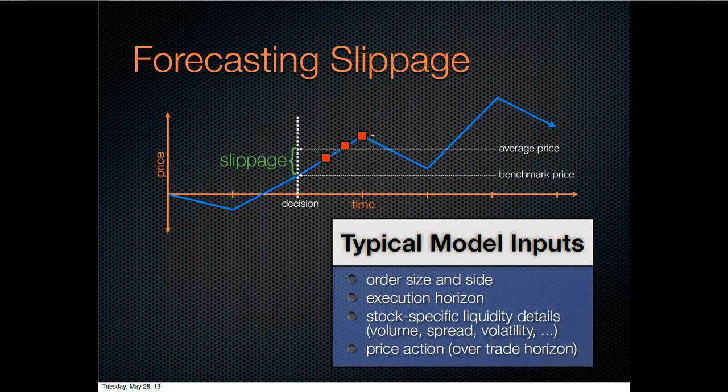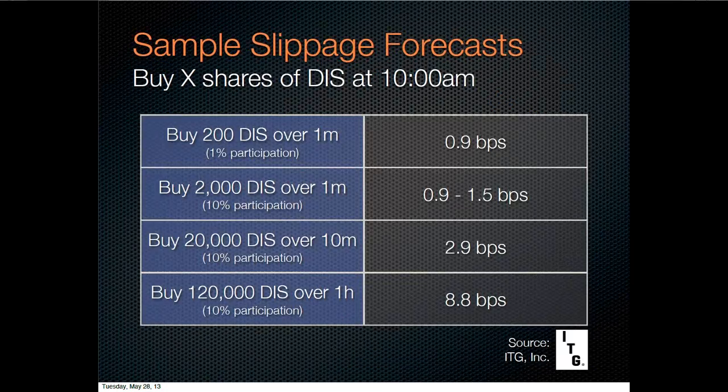Namely, side and size of the order, the horizon that you execute the order over, the details about how that stock tends to trade, and specifically over the interval that you're trading, and also the price action, like we talked about, sort of what happened over the time that you were trading that might have given us a clue into what it's going to cost you to actually trade. So those are the kind of factors that we're going to see in any kind of a slippage model.